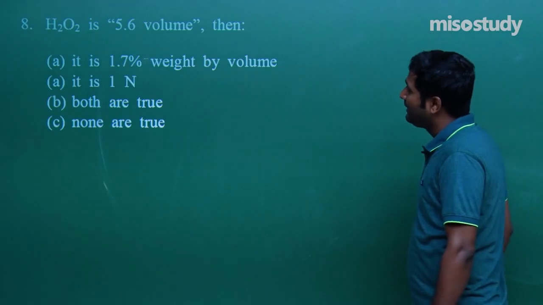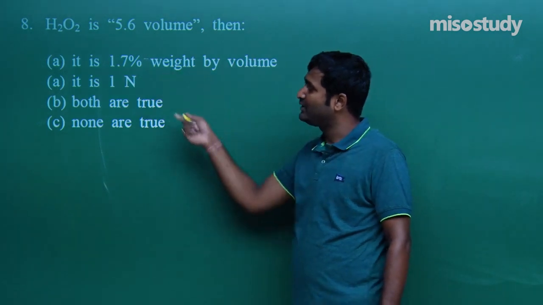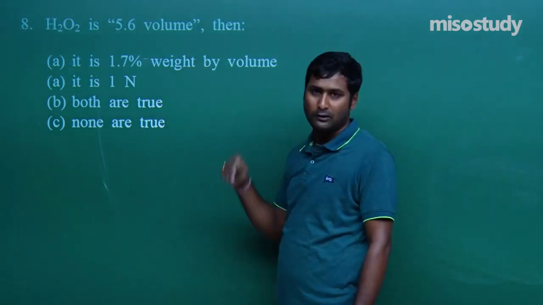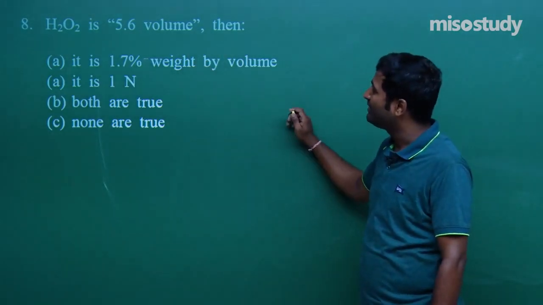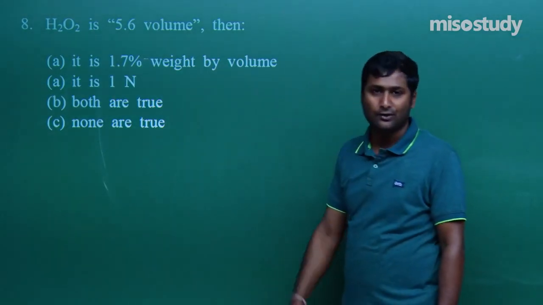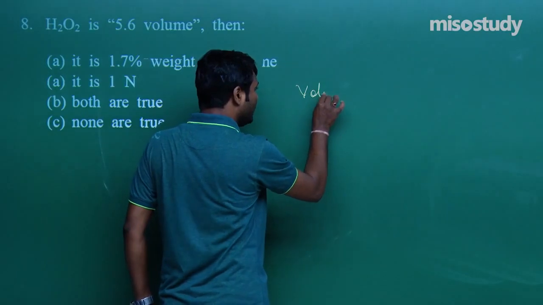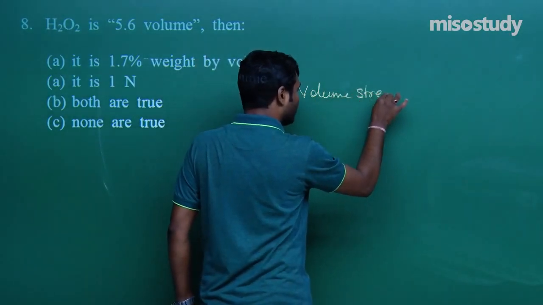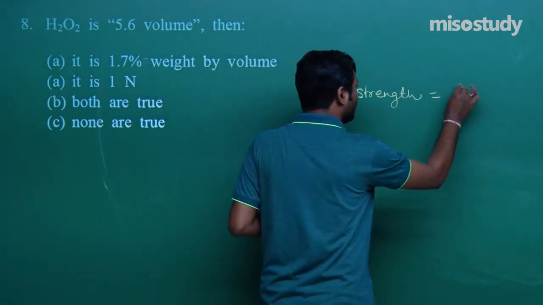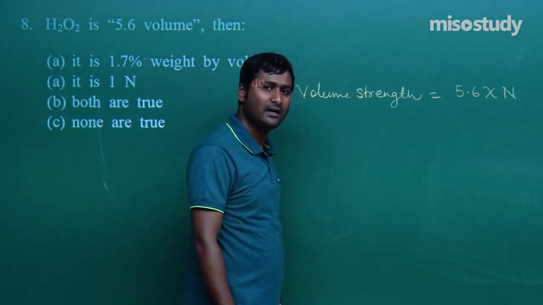Now the next question is both theory as well as calculative. During my lecture, I have derived the entire calculation. Now the question: H2O2 is 5.6 volume. Is it 1.7% weight by volume? Is it 1 normal? Both are true, or none are true. Clear? Now look at what I am telling. Do you remember this? Volume strength. What is volume strength? Volume strength is equal to 5.6 into normality. Am I right or wrong?